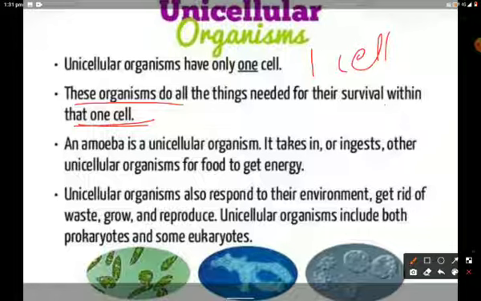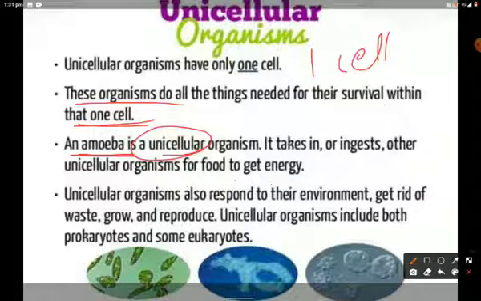An amoeba is a unicellular organism. Amoeba is an example of unicellular organisms. It takes in or ingests other organisms for food to get energy. It depends on other organisms to get its energy. Unicellular organisms also respond to their environment, get rid of waste, grow, and reproduce.